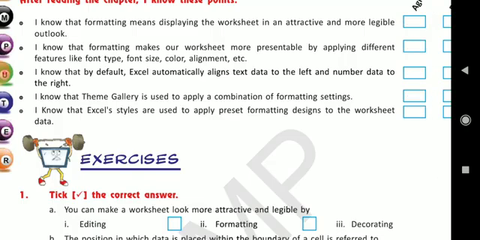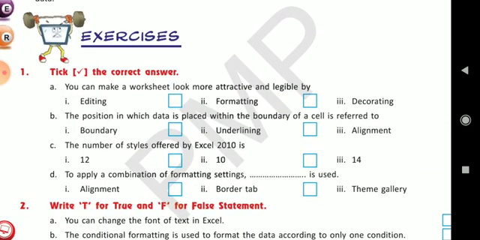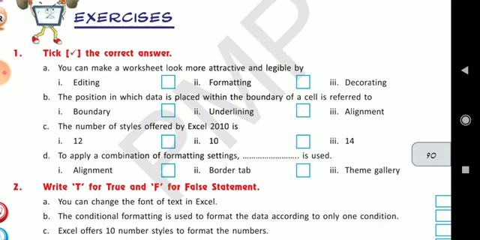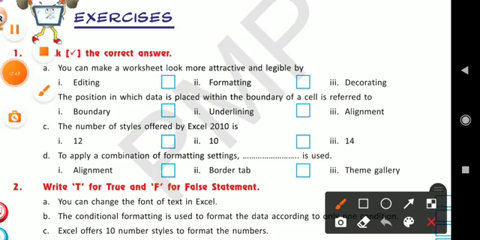Now, take the correct answer. You can make a worksheet look more attractive and legible by... How can you make it? Just while starting the chapter, we read a line that formatting makes your worksheet look more attractive and legible. So the answer is formatting.